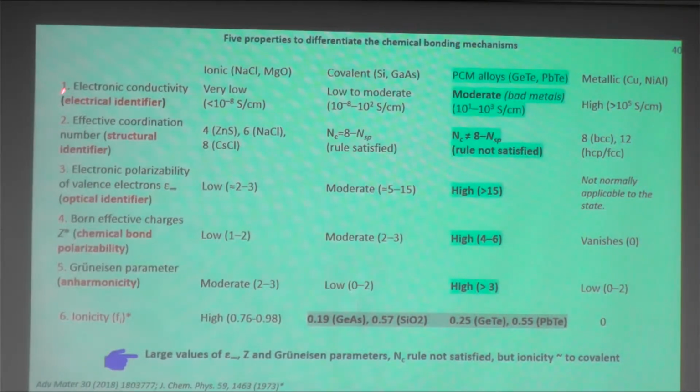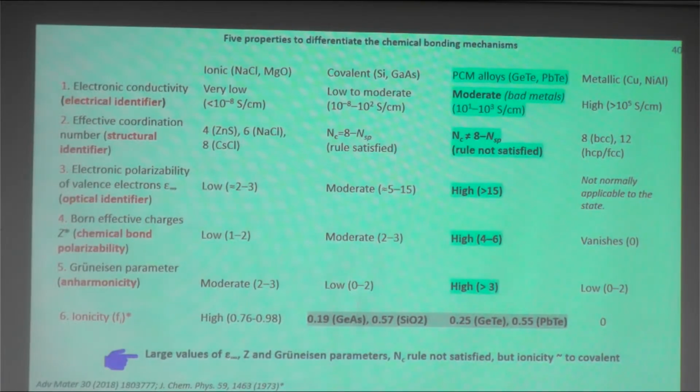So the first is electron conductivity, which is the electrical identifier. Second, effective coordination number. This is the structural identifier. Then electronic polarizability of valence electrons, sigma epsilon. This is the optical identifier. Then Born effective charges, chemical bond polarizability, Grüneisen parameters, and ionicity.